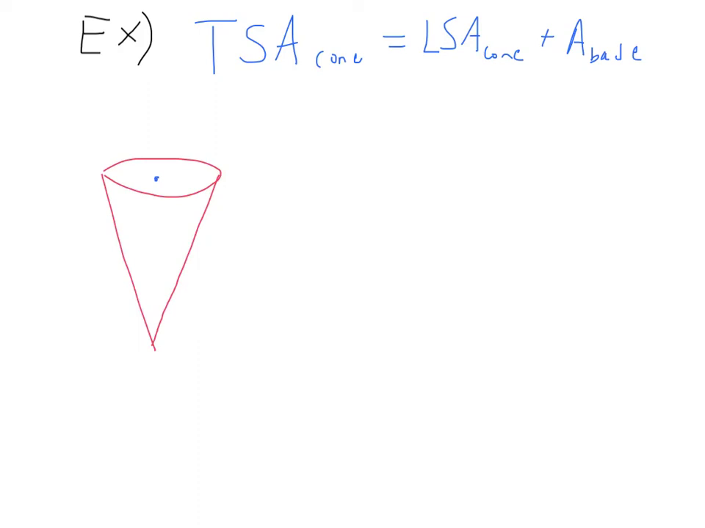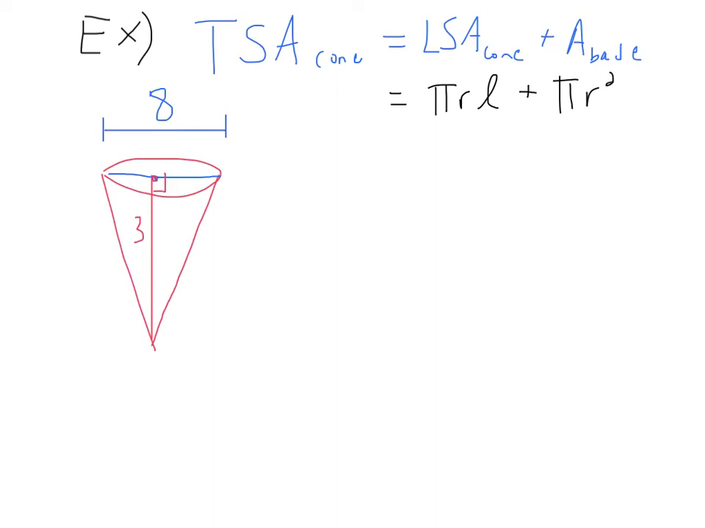So let's say I tell you this length is 8, and let's say I tell you that this height is 3. All right. So now we're going to find the total surface area of the cone. Keep in mind the lateral surface area we know is pi r l, and the area of the base is pi r squared. So really, we need to track down the radius. I was annoying and I gave you the diameter. So the radius is just going to be 4. That's crucial.